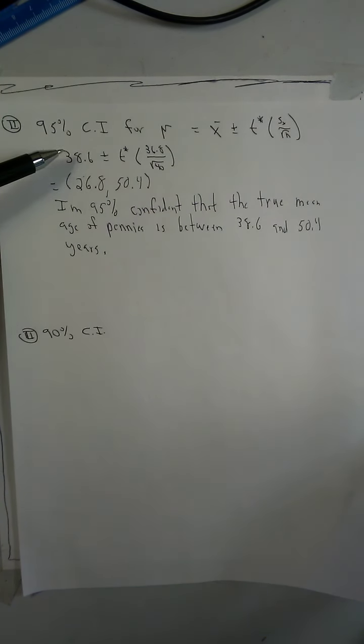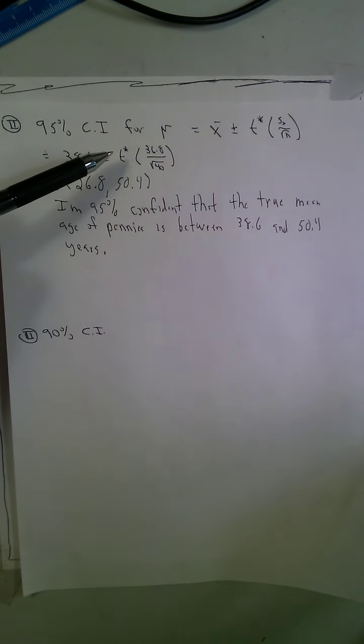Use your formula, plug in the numbers, let your calculator do the calculation. Don't worry about putting the t star score in. It's around 1.96 if you want to go 95%. It's close. The bigger the sample size, the closer it gets. I'll show you that in the next video. I'll show you the table.